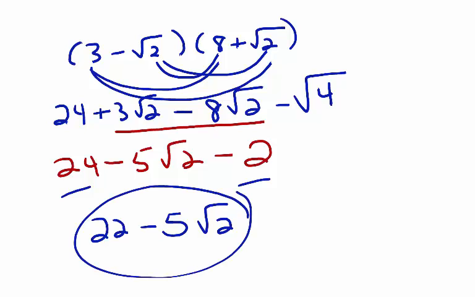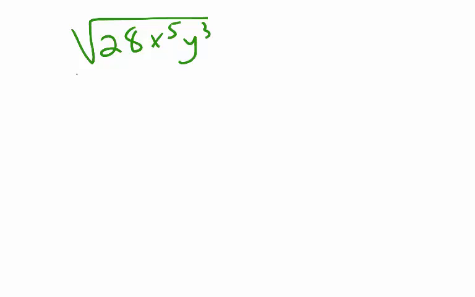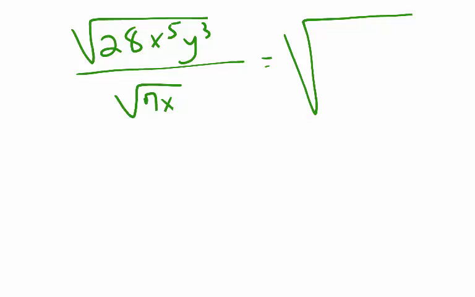Let's take a look at an example involving division. Suppose we wish to divide square root of 28x to the 5th, y to the 3rd, by the square root of 7x. First, we will rewrite the expression so it's under one radical, 28x to the 5th, y to the 3rd, divided by 7x. Now we can divide 28 by 7, that gives us 4.